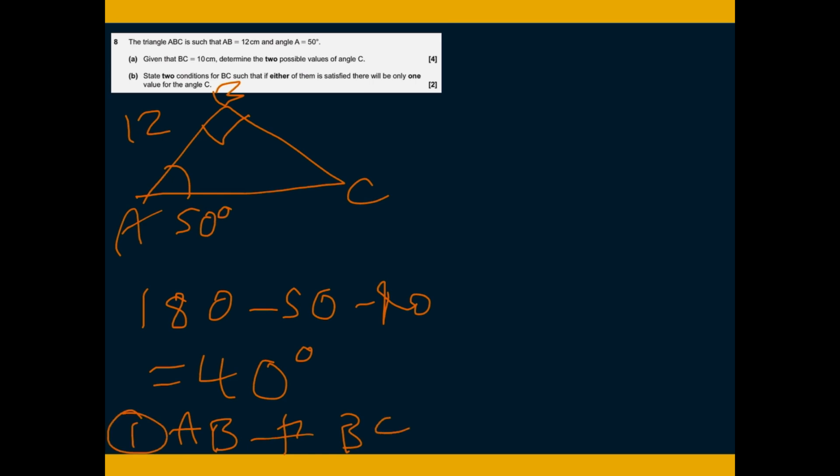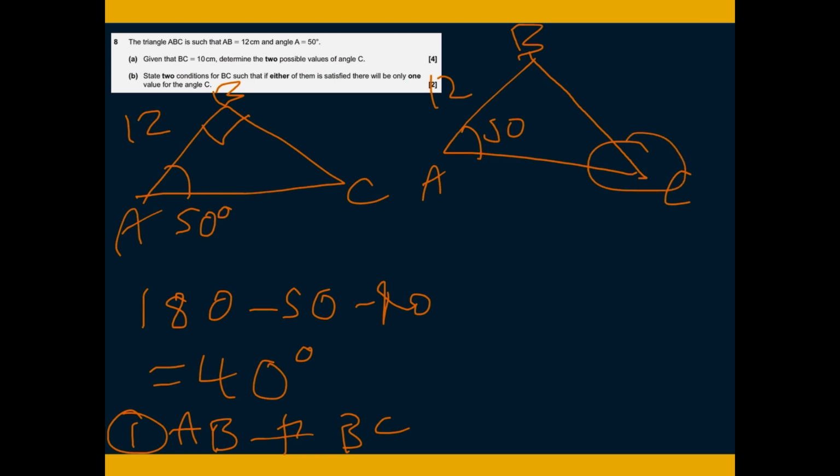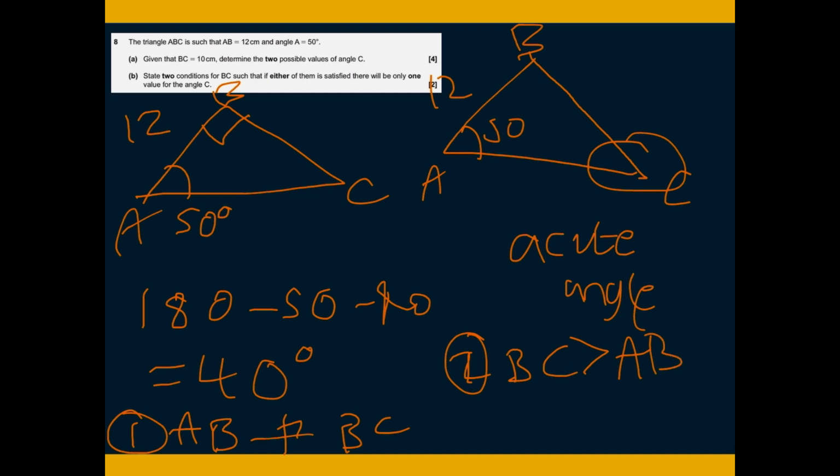The second condition can then be that BC is longer than AB. So if we draw it out again, A, B, C, and 12, and if BC is larger than AB, that means C is an acute angle. And since the ambiguity in the sine rule, which gave us the two possible values of angle C in the first place, only ever gives an acute and obtuse, it means it can only be the acute. Therefore, there's only one solution.